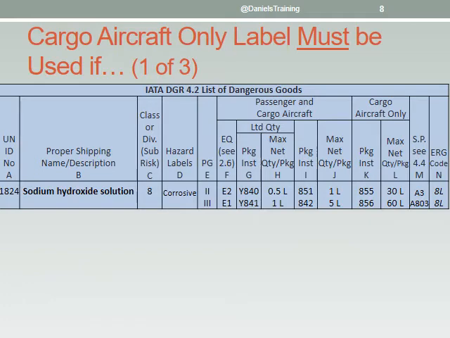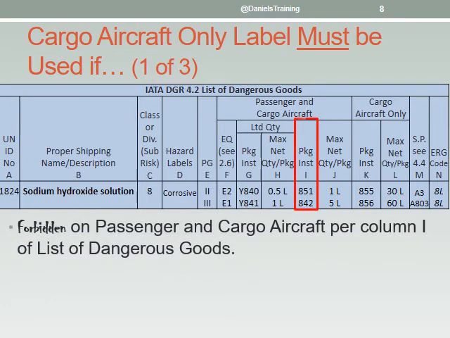Now, when is the cargo aircraft only label to be used? This is where it can get complicated. And it is important here to pay attention to the words. When the regulations, and on your slide here, use the word must, that means it's required. So the cargo aircraft only label must be used if the dangerous good is forbidden on passenger and cargo aircraft per column I of the list of the dangerous goods.